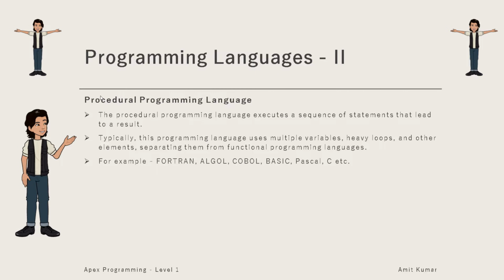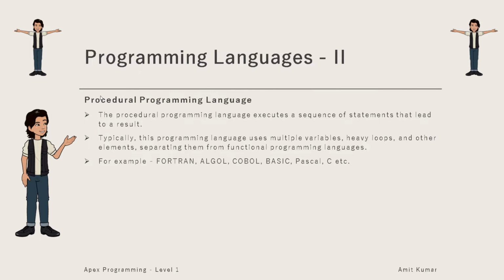Procedural programming language executes a sequence of statements that lead to a result. Typically, this programming language uses multiple variables, heavy loops, and other elements, separating them from functional programming languages. Procedural programming language, as the name suggests, focuses on the procedure to be followed to perform a certain task. Hence, it executes a sequence of statements which leads to a result. These programming languages have multiple variables and heavy loops.